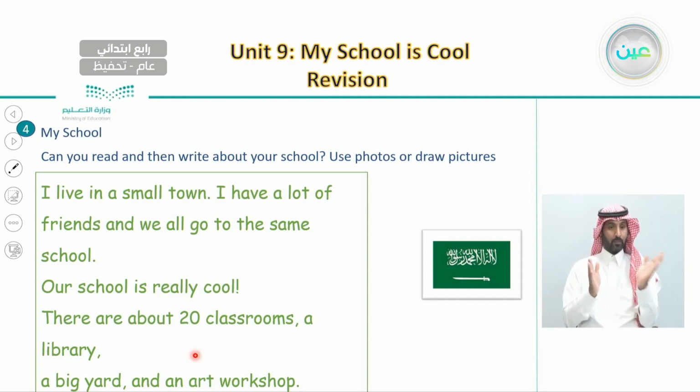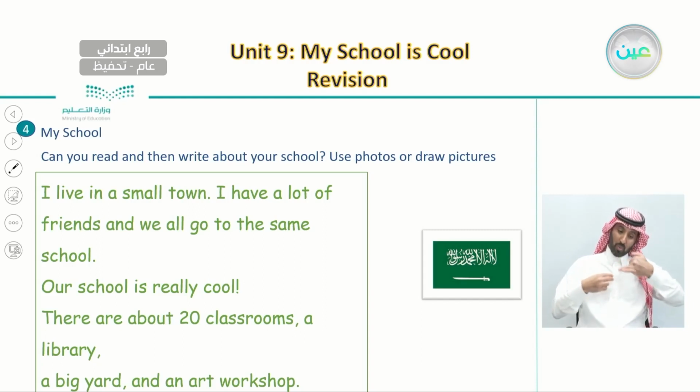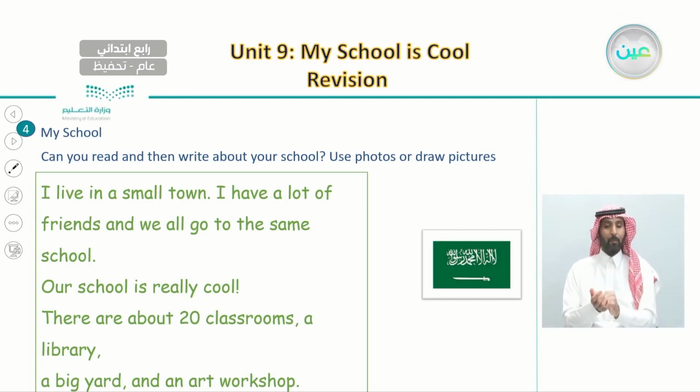So here in the first part of the My School reading, it talks about where my school is. It is in a small town and I have a lot of friends and we all go to the same school from this town. Not only this, but it also talks about how many classrooms he has in his school. He said there are about 20 classrooms and also a library and a big yard and an art workshop. All of these facilities he has in his school.